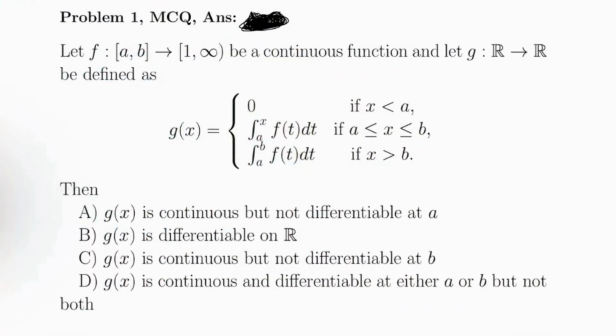So if you can see here, for x greater than b, the function is defined as integration of f of t dt from a to b. So this is a constant value. This will take a constant value and it will be the same for all x greater than b. So this will be c. So we are replacing integration a to b f t dt by c.